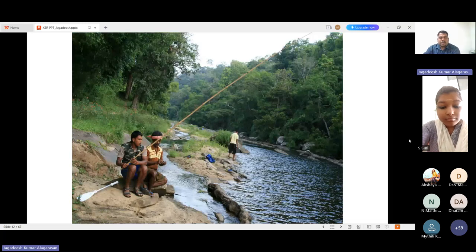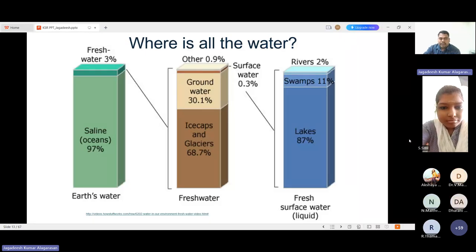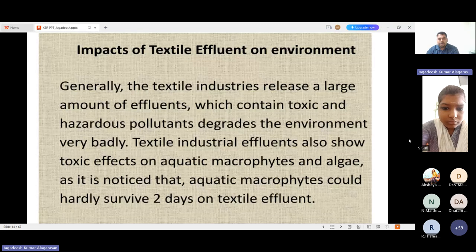So where is all the water? For Earth, we have 100% water. 97% of the water is saline, and fresh water is only 3%. That 3% fresh water is available in ice caps and glaciers. Groundwater is 30%, surface water only 0.3%, and others 0.9%. So how can we use that 0.3% of water? Surface water contains 87% lakes, 11% streams, and only 2% rivers. So we can see the water uses.